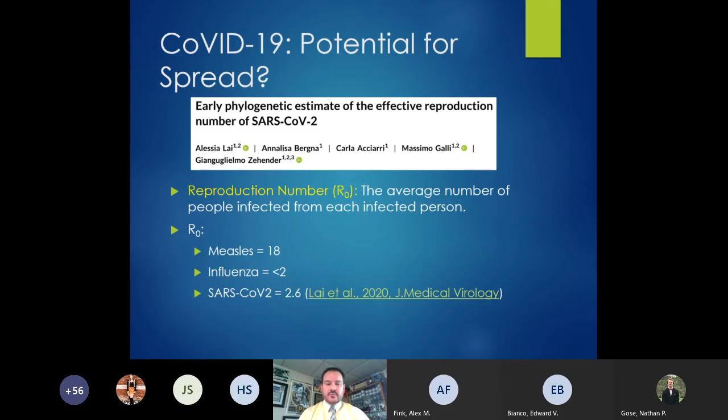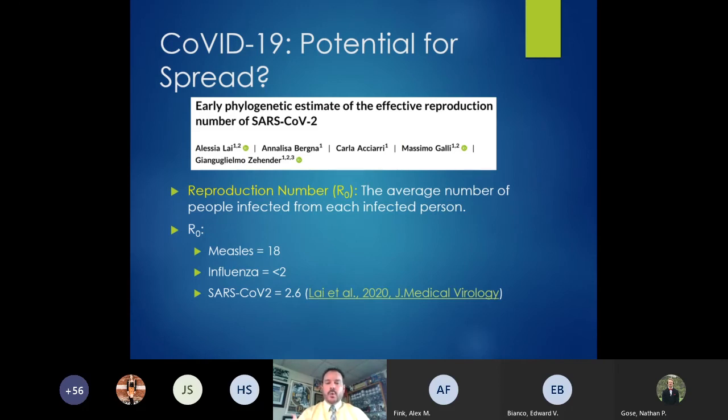Influenza, typically seasonal flu, we're talking about less than 2, maybe 1.4, 1.6, something like that. So not a terribly high number. SARS-CoV-2 in this particular paper that was published, the estimate was about 2.6. As we're going to see in some modeling data, this number is really, really important.